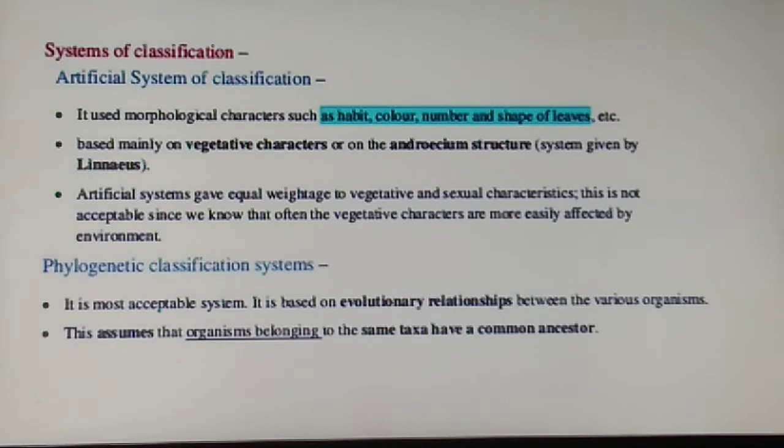Coming on to the second system that we have, the phylogenetic classification system, students. It is the most acceptable system as it is based on the evolutionary relationship between the various organisms. Now this assumes that organisms belonging to the same taxa have a common ancestor.